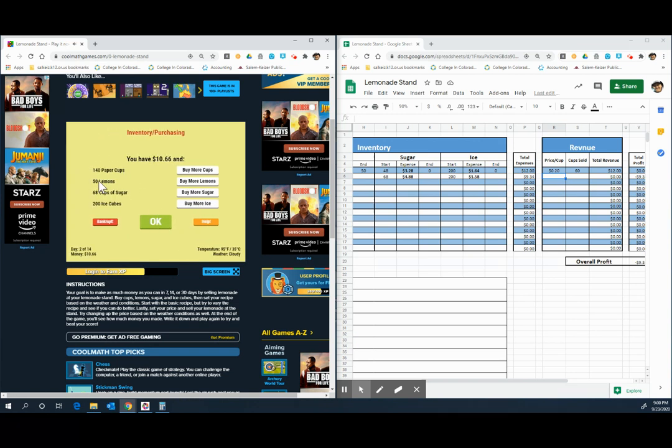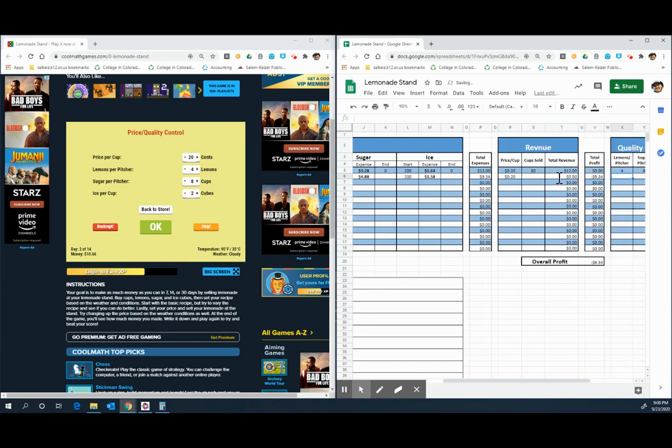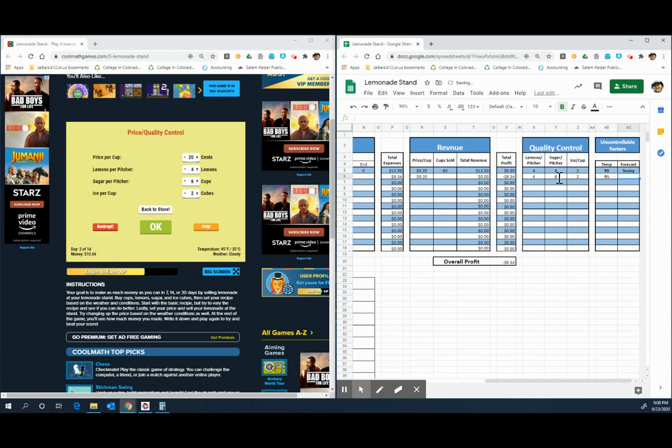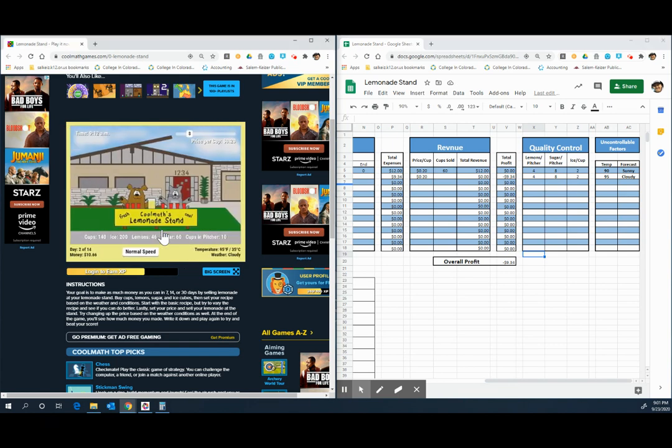I've bought my supplies. All my supplies are ready. I'm ready to set my inventory control. I'm going to go ahead and keep the price at 20 cents. I want to see consistency. I want to see what it does over 2 days. 4 lemons, 8 cups of sugar, 2 ice, 95 degrees, and it is cloudy. I wonder if sunny and cloudy will make a difference. Then I'll hit OK and run the simulation.